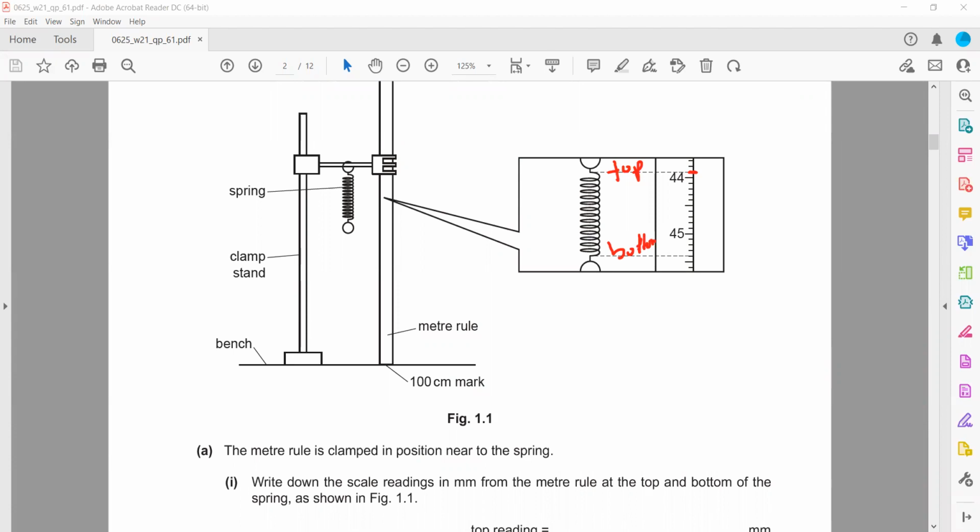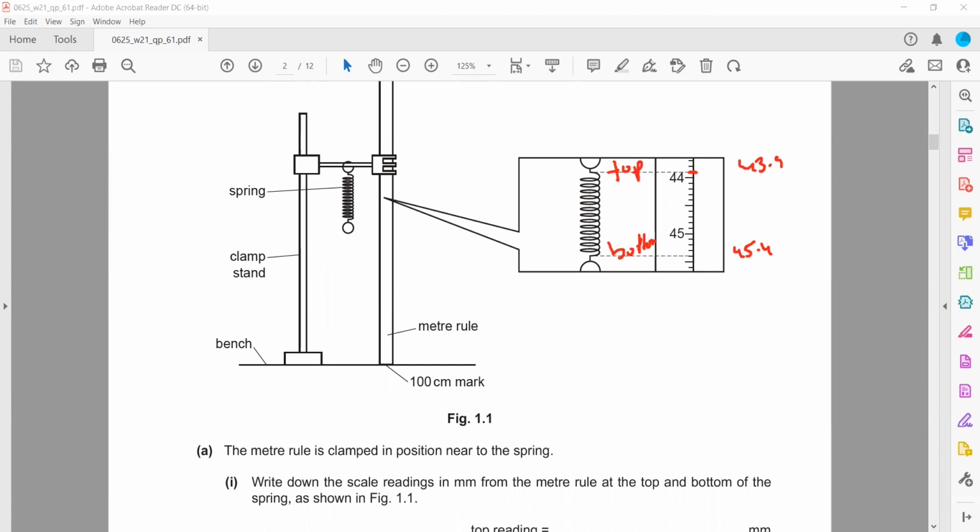As you can see, the top reading is before 44, and there are 10 lines, so it is actually 43.9. After 43.9 there will be 44, then 44.1, 44.2, 3, 4, 44.5, 6, 7, 8, 9, and then 45. Then 45.1, 45.2, 45.3, and 45.4. So 45.4 is the bottom reading.